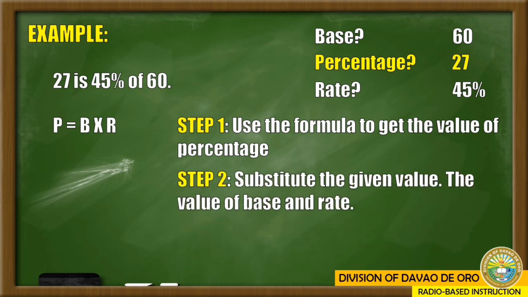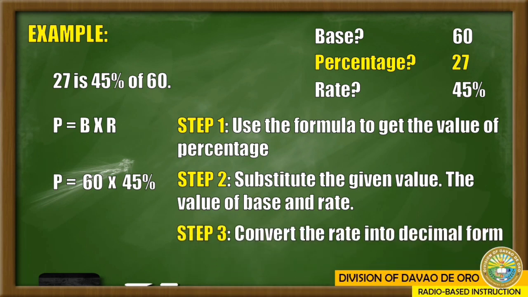Step 2. Substitute the given value, the value of base and rate. So what is our base? Very good, 60. How about the rate? Very good, 45%. So P equals B, 60. Very good. Times R, or the rate, is 45%. Good job. Now, step 3.